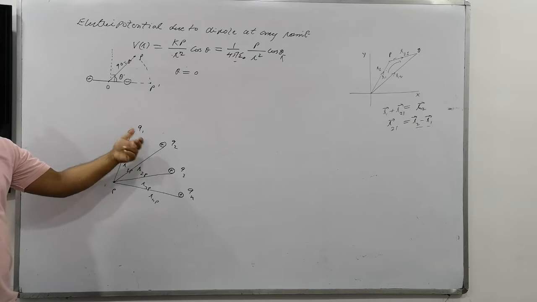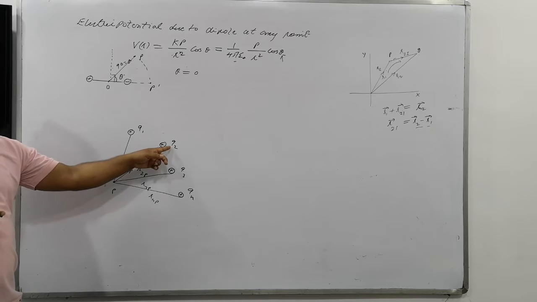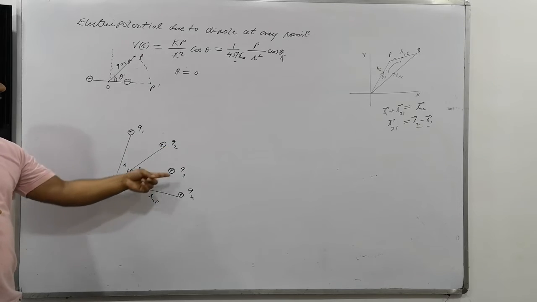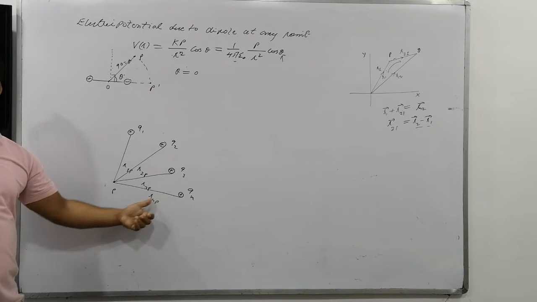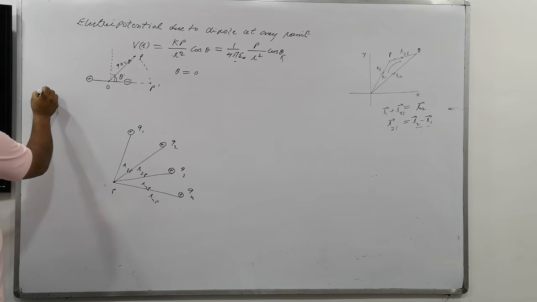What will be the position vector of Q1 with respect to P? It will be R1P. Position vector of Q2 with respect to P is R2P. Position vector of Q3 with respect to P is R3P. Similarly, n charges are there. So right now we are finding the electric potential.